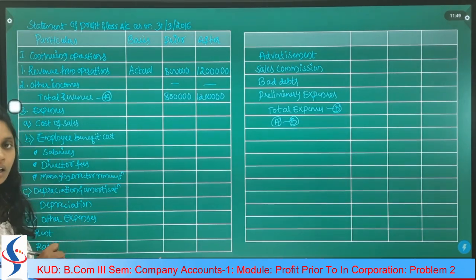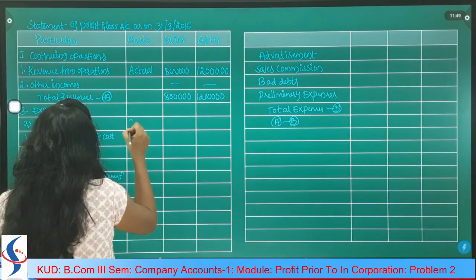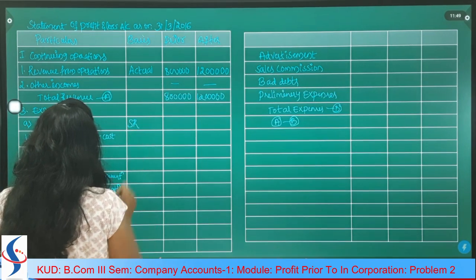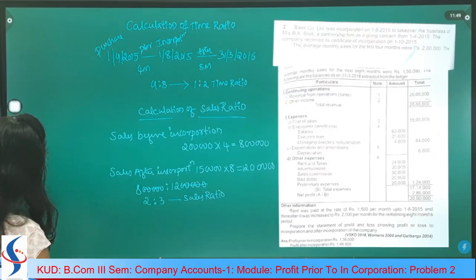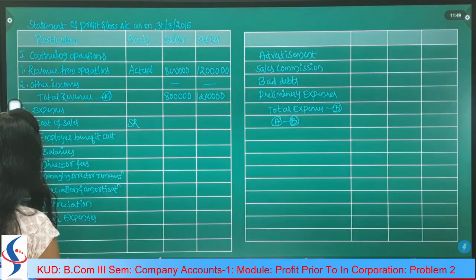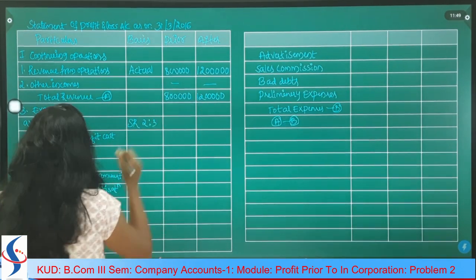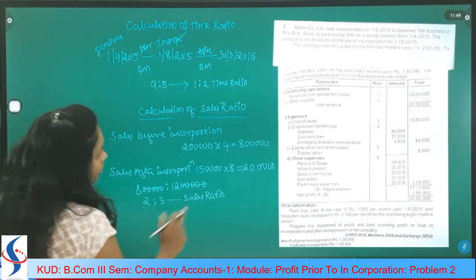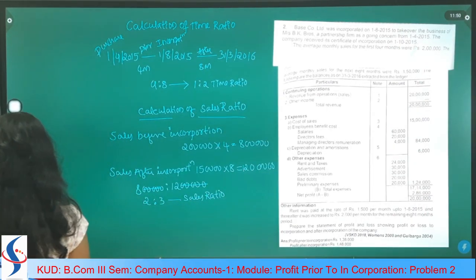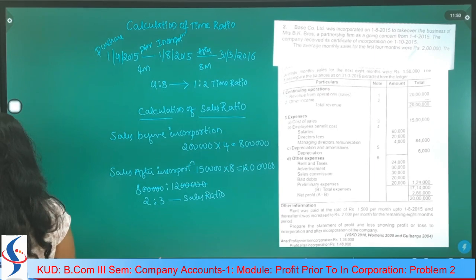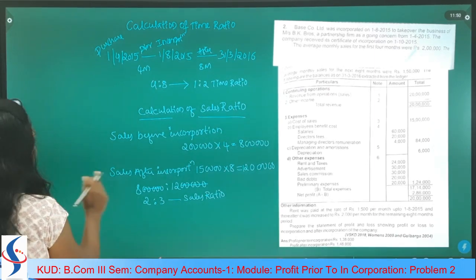Cost of sales. Cost of sales should always be divided using the sales ratio. And what is our sales ratio? Just now we calculated, which is 2:3. And what is the amount of cost of sales? 15 lakh. We divide 15 lakh using the 2:3 ratio. We use the calculator here.